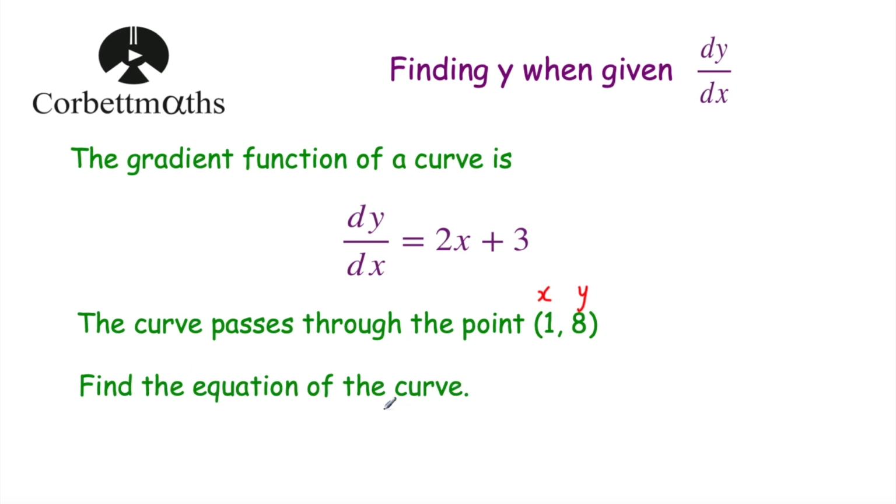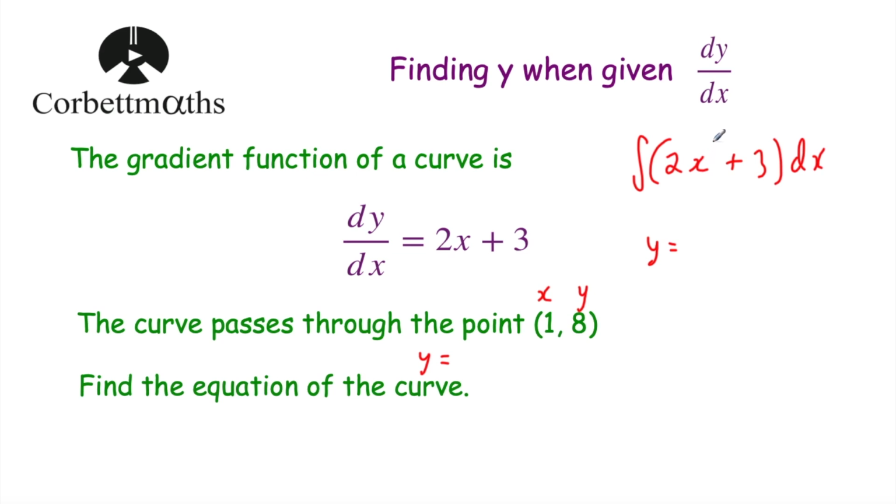Remember, the equation of the curve will be in the form y equals something, and we want to find out what the something is. So the steps are the same. We're going to integrate what dy by dx is. So we're going to integrate 2x plus 3 with respect to x, and we're going to see what we get. When we integrate dy by dx, we'll find out what y is. So y is equal to, and we're going to increase the power of x by 1. So it was 1.